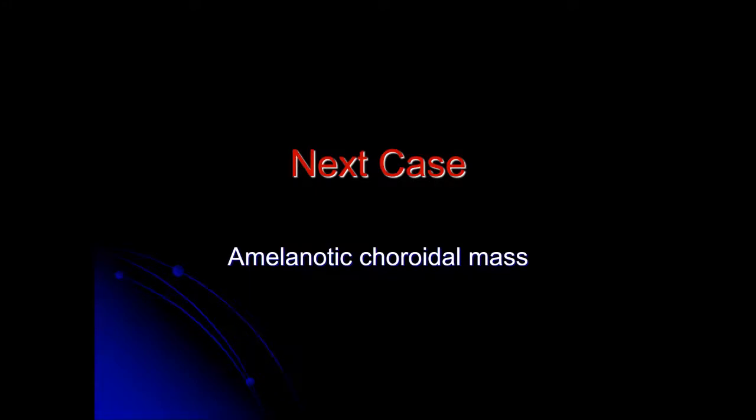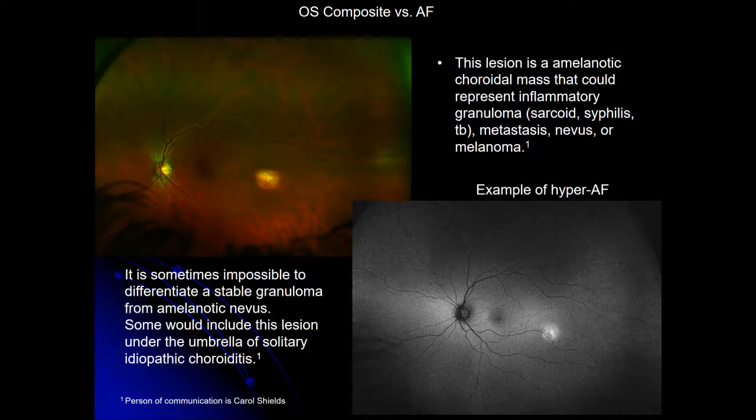How about the next one? An amelanotic choroidal mass. Here's an interesting lesion. It shows up in color in the left eye of an asymptomatic patient who's actually from Russia, about 45 years of age. And you can see the lesion here. On autofluorescence, it's hyperautofluorescent, as you can see.